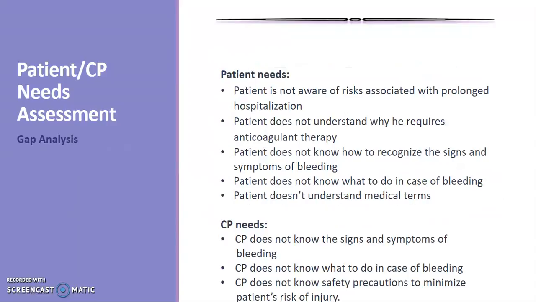Patients need to be aware of risks associated with prolonged hospitalization and why they require anticoagulant therapy. Patients do not know how to recognize the signs and symptoms of bleeding and what to do in case of bleeding. Many patients do not understand medical terms, and the teaching needs to be conducted in layman terms. Care partners need to know the signs and symptoms of bleeding and what to do in case of bleeding and how to implement safety precautions minimizing the risks.